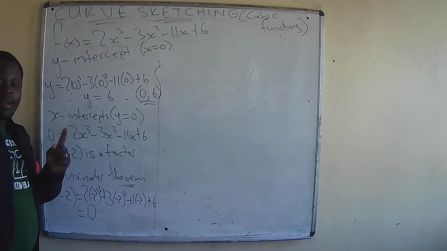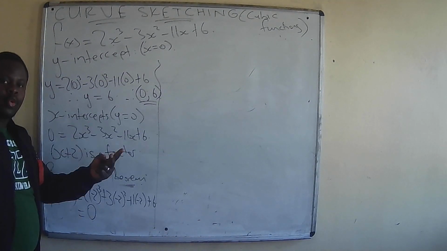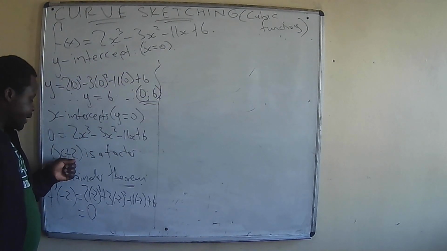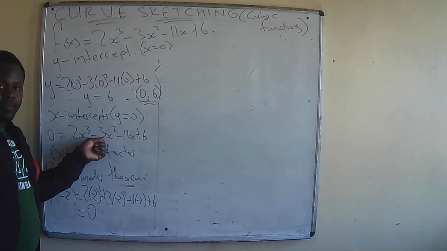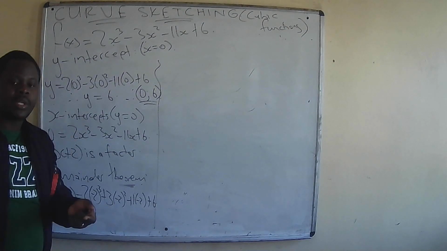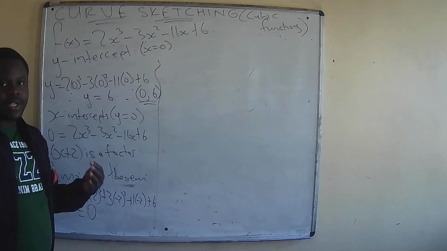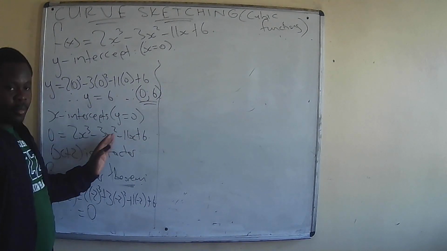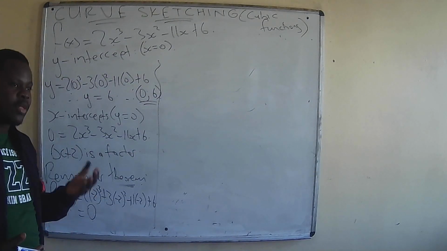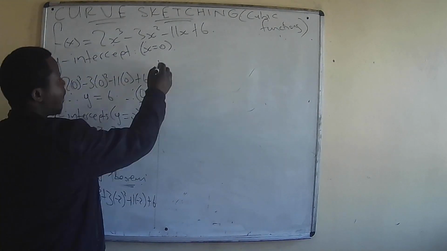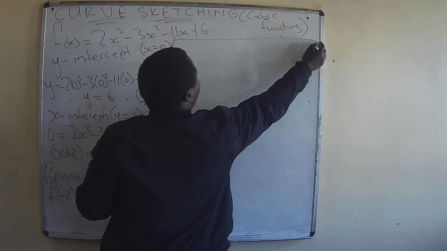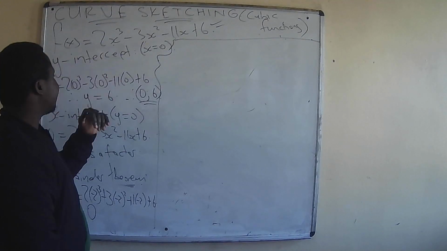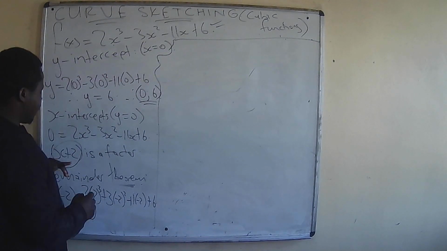But so far we have one factor. We need another 2 factors. The 2 factors, we're going to get them by dividing x plus 2 into the cubic function. So I'm going to introduce a process we call the synthetic method of finding other factors of the cubic function. I want you to understand this method. How do we use it? We have our cubic function and our x plus 2, which is a factor.